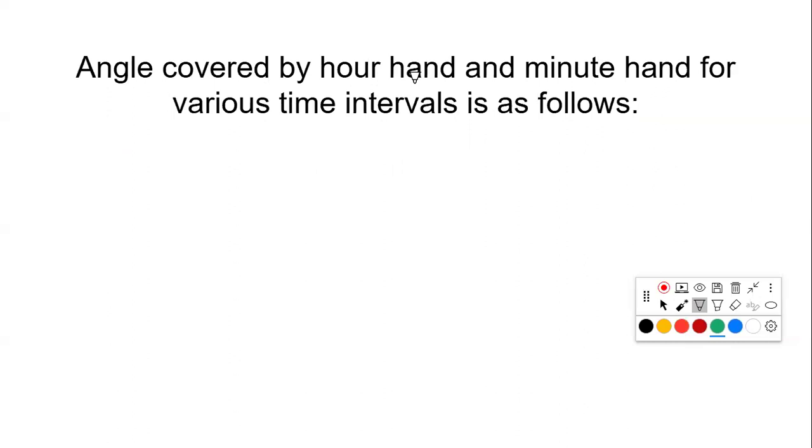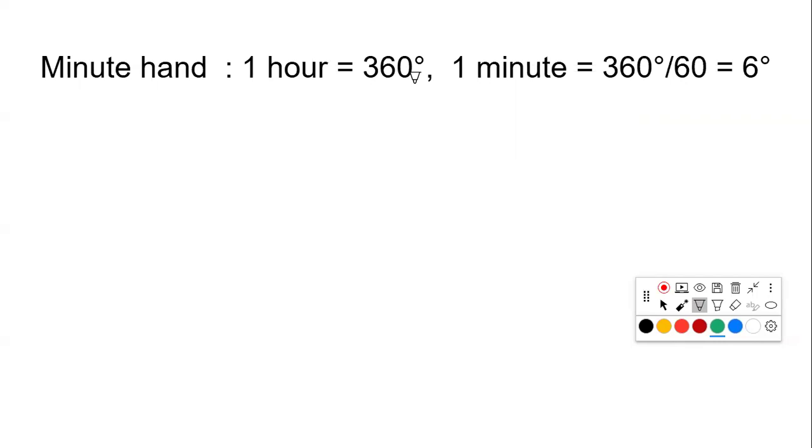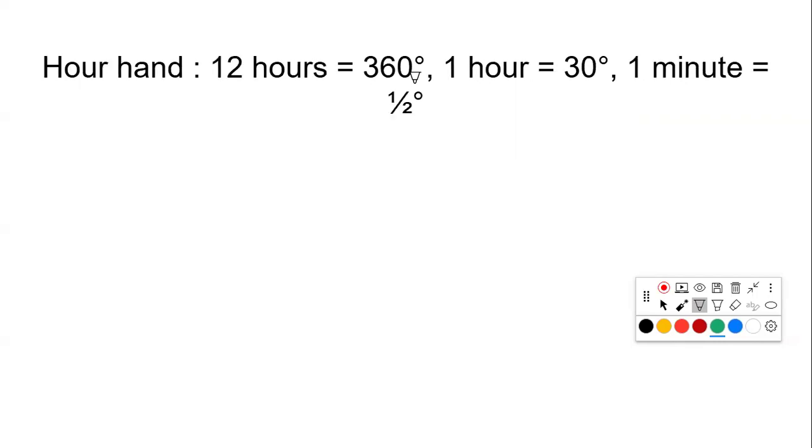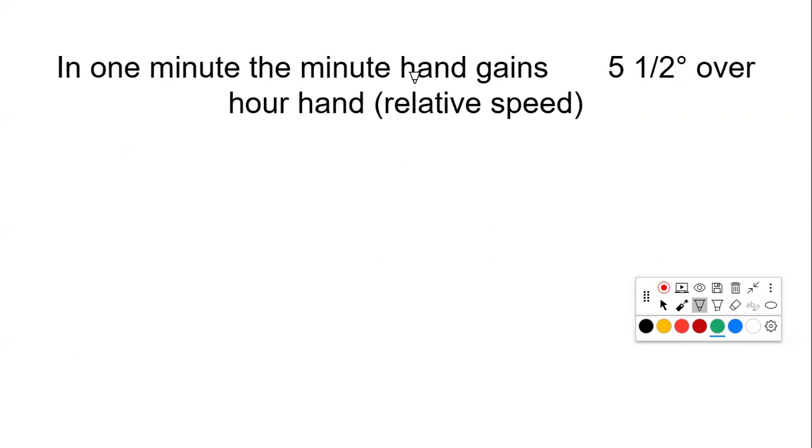The angle covered by the hour hand and minute hand in various time intervals is as follows. Same thing: minute hand, 1 hour is 360 degrees, 1 minute is 6 degrees. Similarly, hour hand, 12 hours is 360 degrees, 1 hour is 30 degrees, 1 minute is half a degree. Because we already discussed this, I am moving forward. Relative speed we have also discussed: 5.5 degrees.